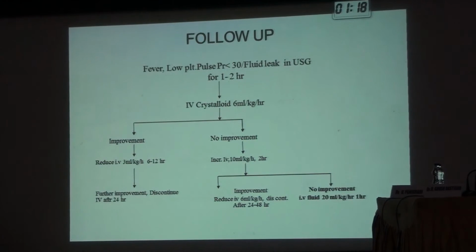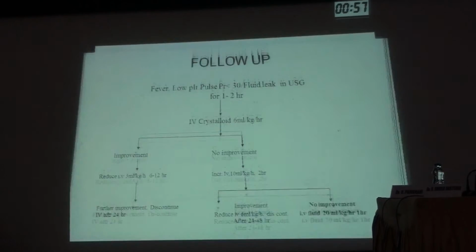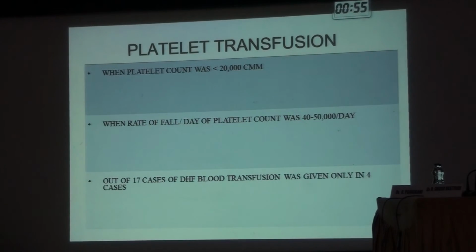For fluid therapy, when the pulse pressure is less than 30, the evidence of fluid leakage, we give crystalloids at 6 ml per kg per hour. If there is no improvement, increase it to 10 ml per kg per hour. Still no improvement, go for 20 ml per kg per hour. If there is improvement in the initial stage, slow down the fluid transfusion rate to 3 ml per kg per hour and then discontinue.